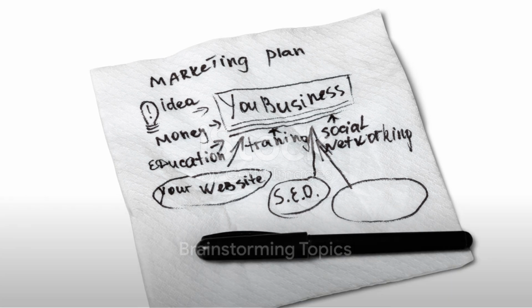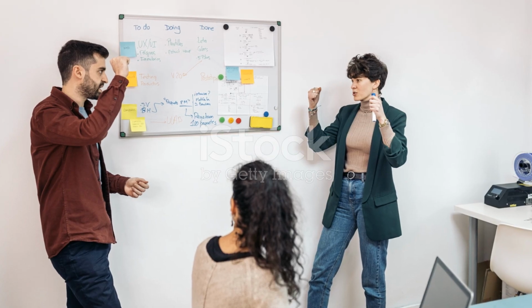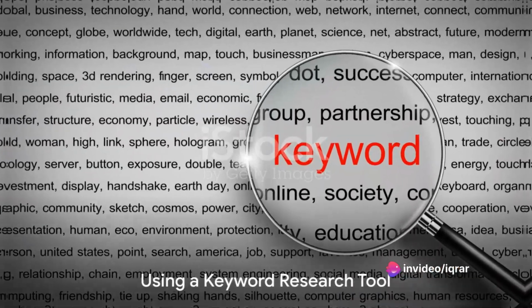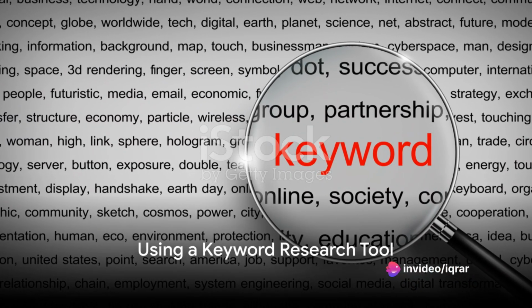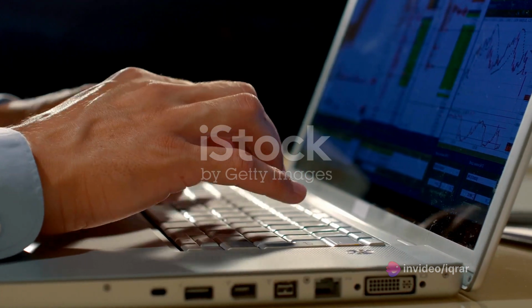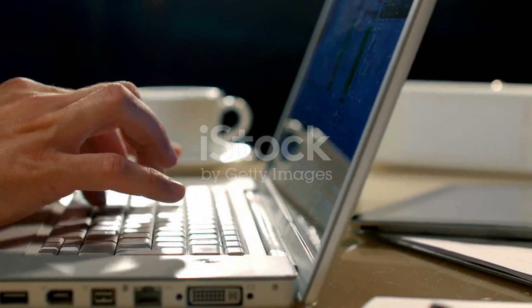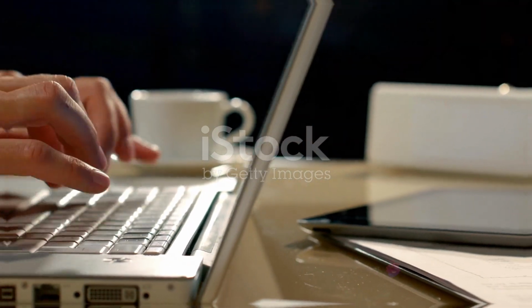Next, brainstorm topics. Compile a list of subject matters related to your niche that you intend to write about. These themes should resonate with your audience. Now it's time to use a keyword research tool. Tools like Google Keyword Planner, SEMrush, Ahrefs, or Ubersuggest can provide valuable insights into search volume, competition, and related keywords.